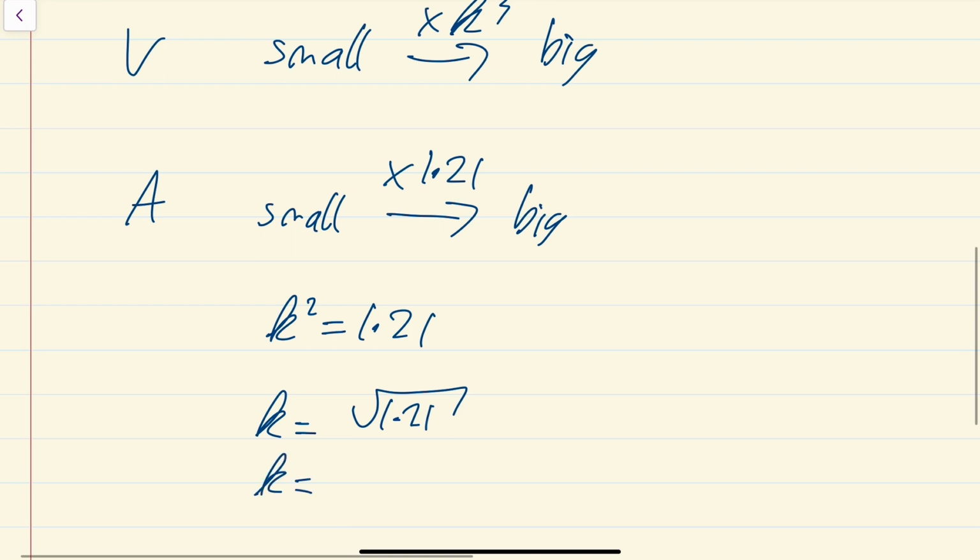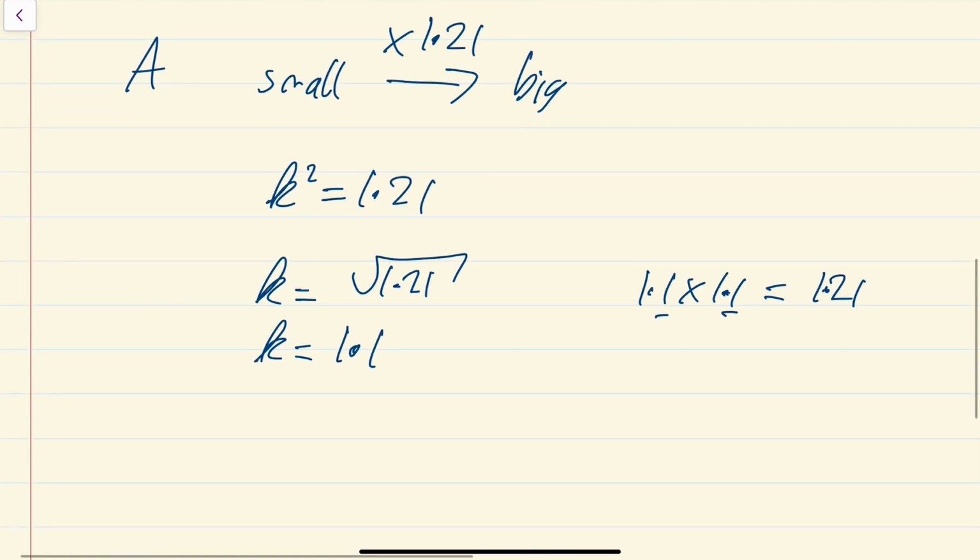So this could come up in a non-calculator exam. So that's just 1.1. So just check that. 1.1 times 1.1. Forget about the decimals. 11 times 11 is 121. And there's 2 digits after the decimal point. So 2 digits after the decimal point here. So you can see square root of 1.21 is 1.1.